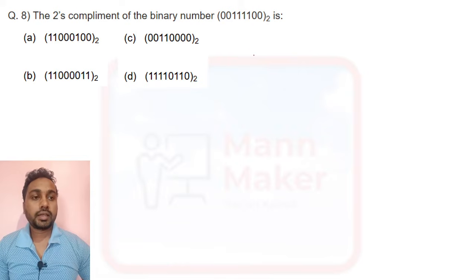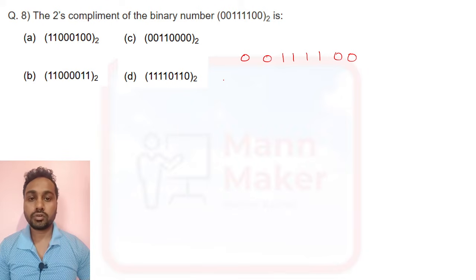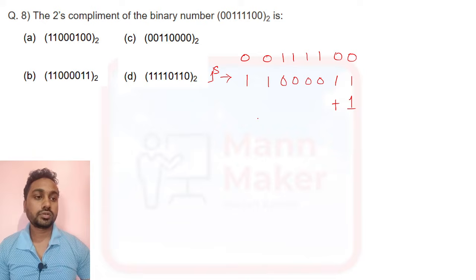The two's complement of the binary number, we have 0 0 1 1 1 1 0 0. This is the binary number. Now we need to find two's complement. So for two's complement, first we need to convert this into one's complement. How are we doing one's complement? One's complement is nothing, just you need to complement the number. Like it is 0, so make it 1; 0, 1, 1 means 0, 0, 0, 0. Then again 0 means 1, 0 means 1. Now for 2's complement, we need to add 1 here.